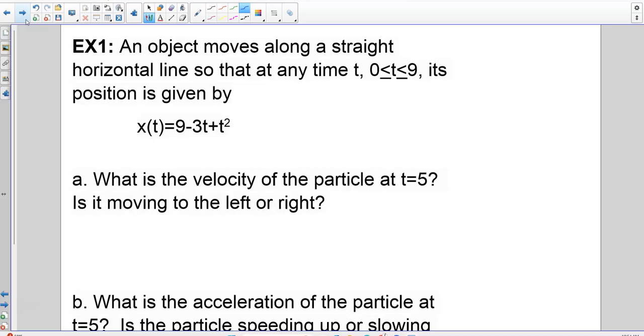A particle is moving along a straight horizontal line, or sometimes they'll say the x-axis, given by this equation, right? So you've got just a particle in space. If you ever take a physics class, there are a lot of particles. They talk about a particle. They don't talk about the car very often.